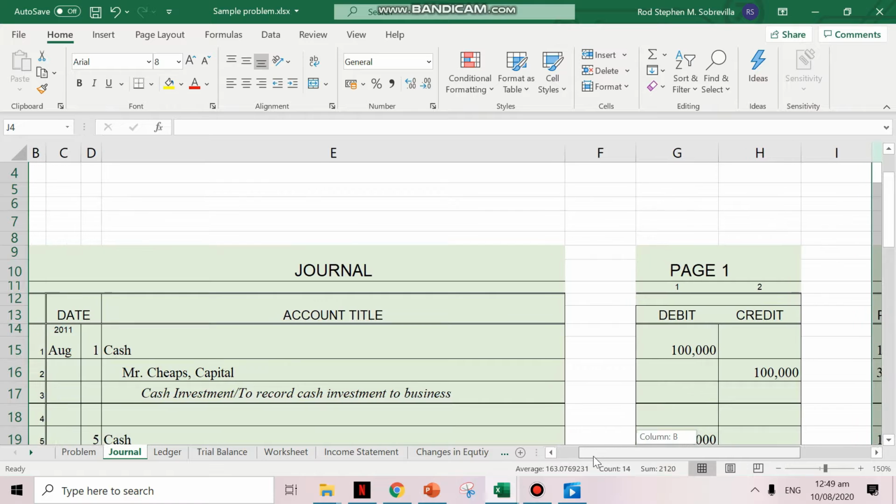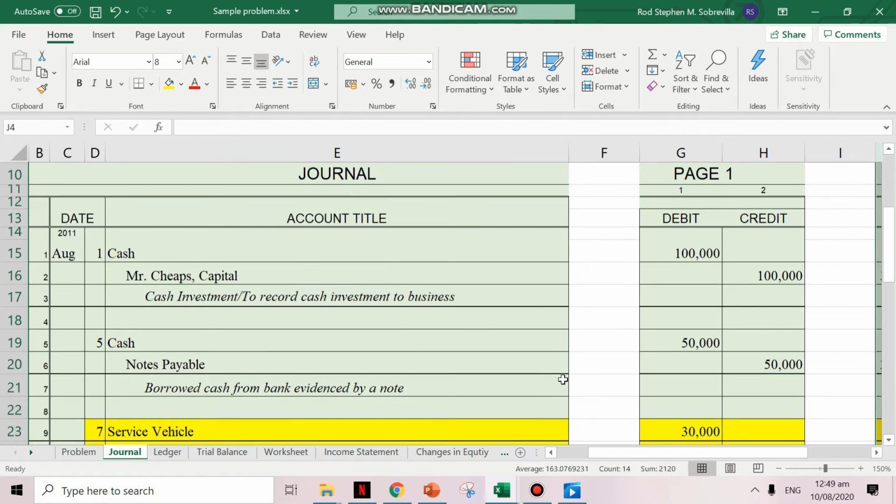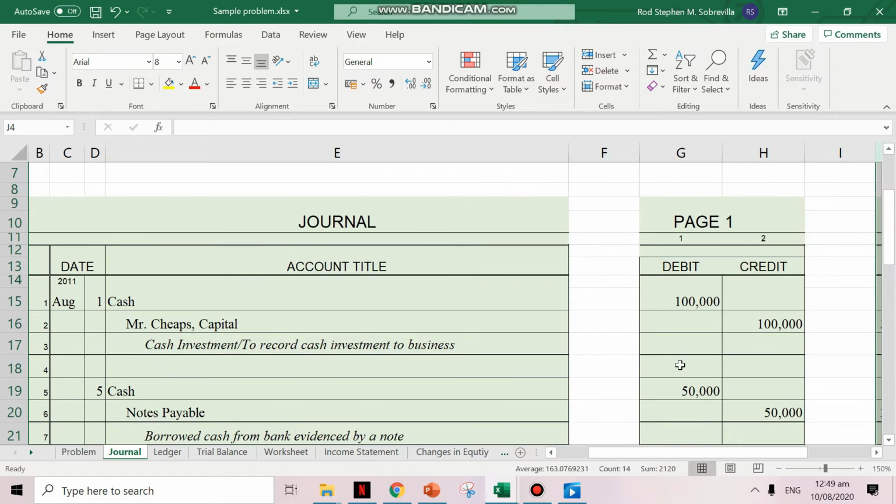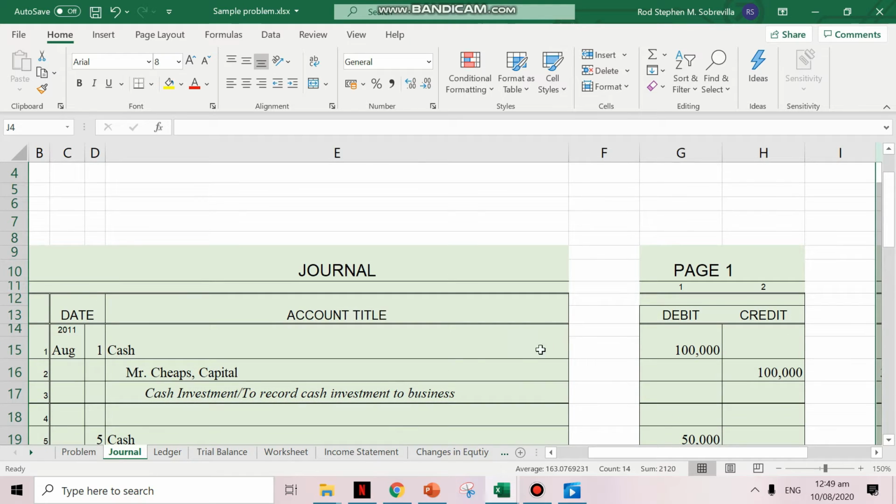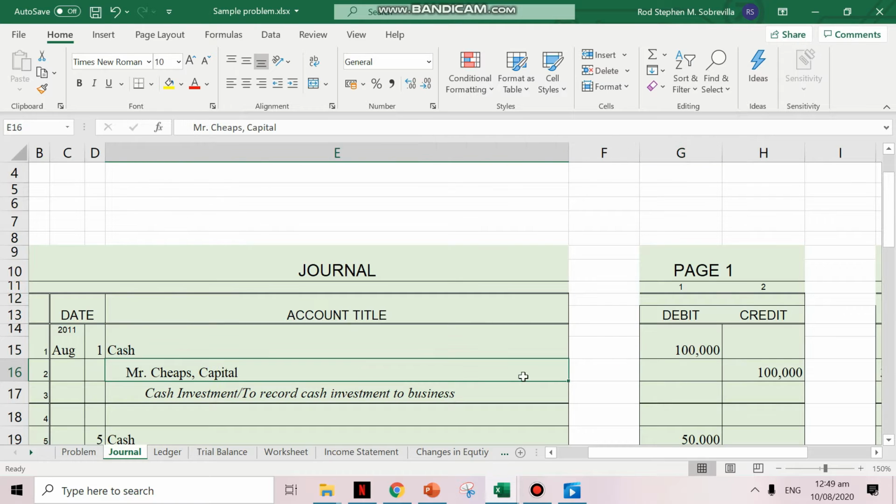So, yan. For now, wala muna tayong posting reference. And then, yan. Di ba? Debit to cash. And then, credit to capital kasi nag-increase. And then, maglalagay tayo ng description. It could be cash investment. Pero, depende sa tuturo ng prof sa inyo.